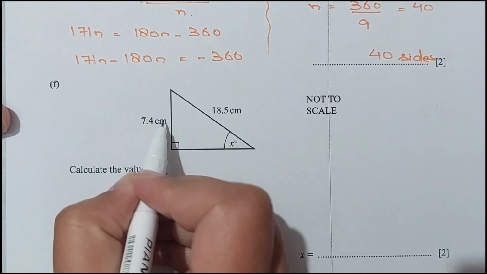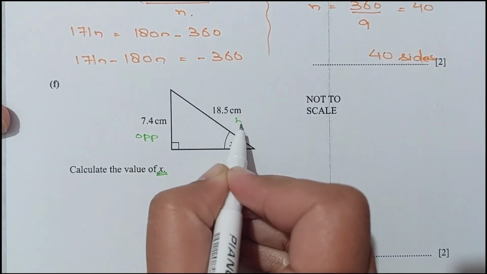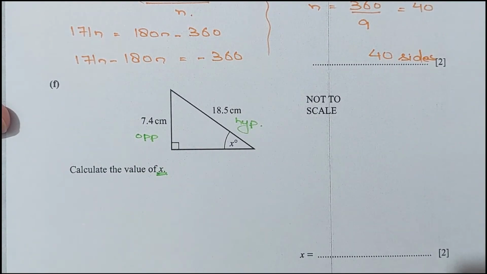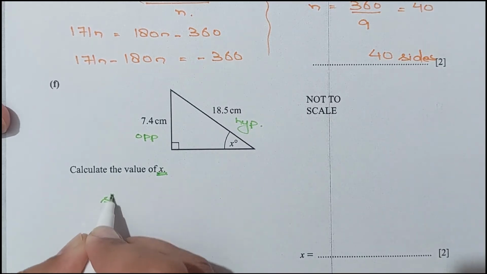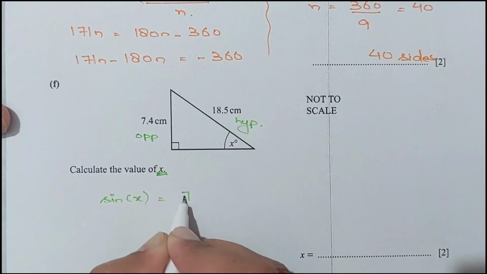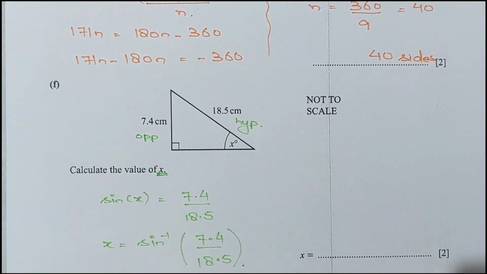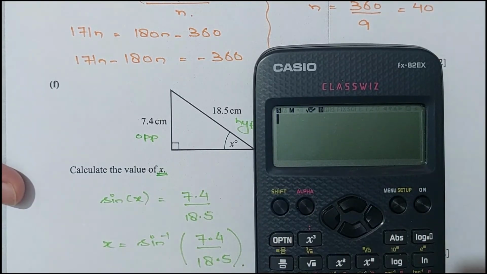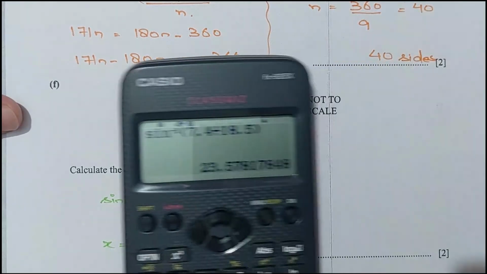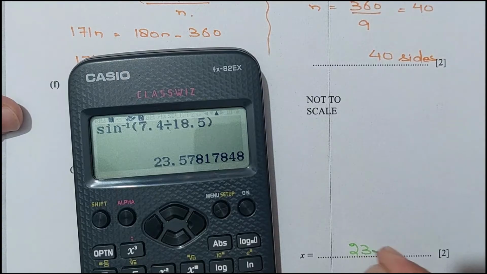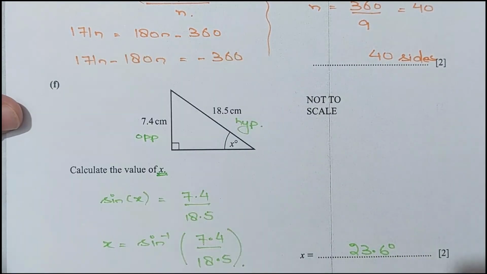It's a right angle triangle. We have given the opposite and we have given the hypotenuse. Which trigonometric ratio do we use, which involves the opposite and hypotenuse? Sine. Sine of angle x is opposite over the hypotenuse. So x would be equals to sine inverse of 7.4 over 18.5. Okay, sine inverse, it must be in degrees, right? 7.4 over 18.5, this is 23.57, or we can say 23.6 degrees if I round it to one decimal place.